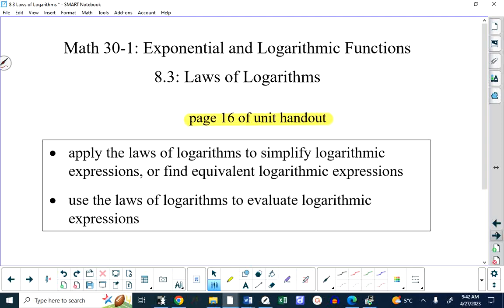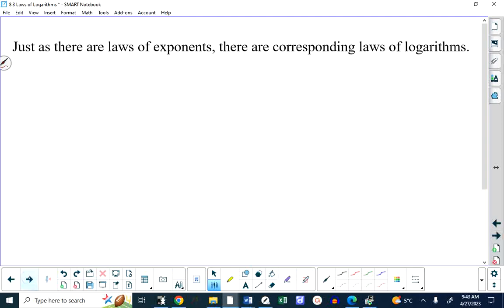It's kind of like you have rules for exponents or powers, so that you add exponents when you multiply, or you subtract exponents when you divide, or you multiply exponents when you have a power of a power. We have these rules of how to handle exponents. Well, we have rules for logarithms as well. So, just as there are laws of exponents, there are corresponding laws of logarithms.